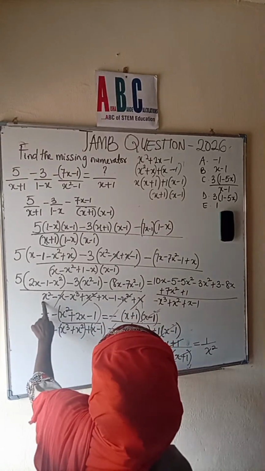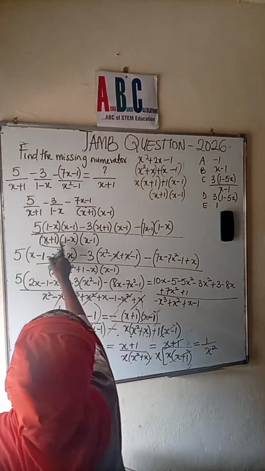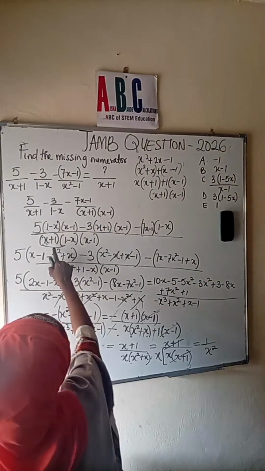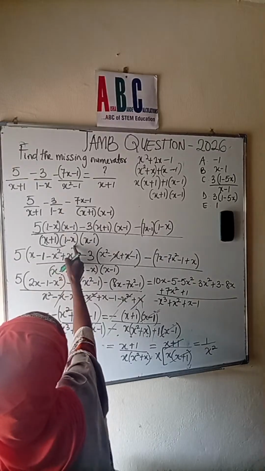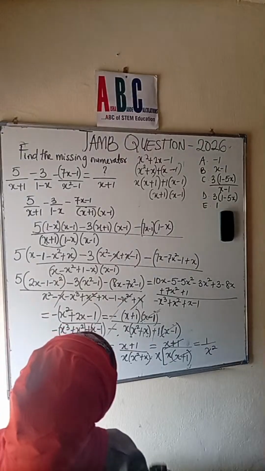Now, going to the denominator. What do we do here? We expanded. X times x is, x times 1 is x. X times minus x is minus x squared. 1 times 1 is 1. Plus times minus is minus. 1 times x is x. We simplified by this other one.